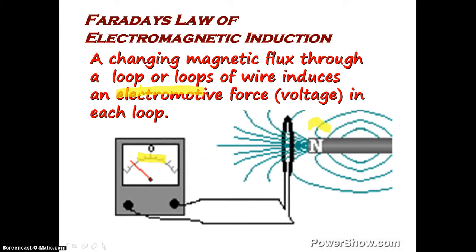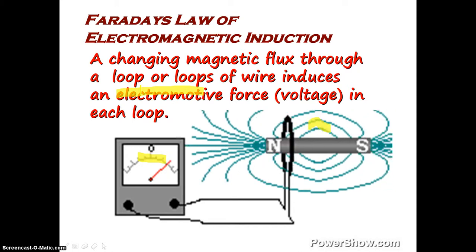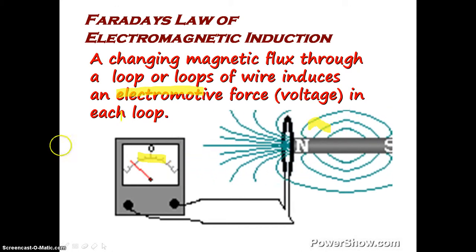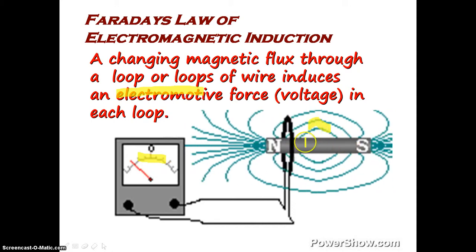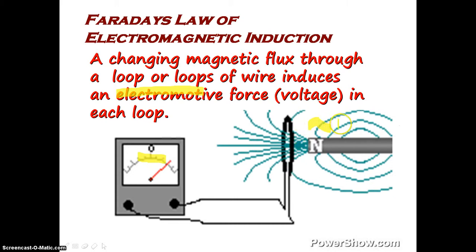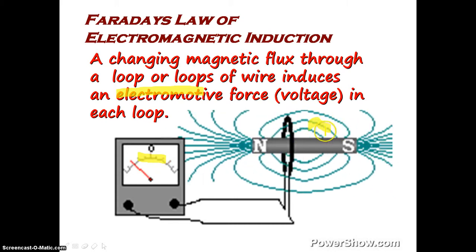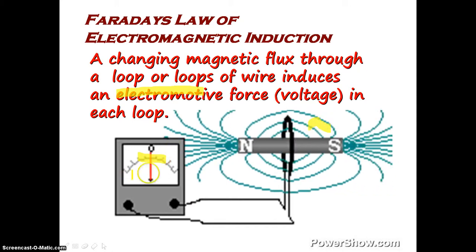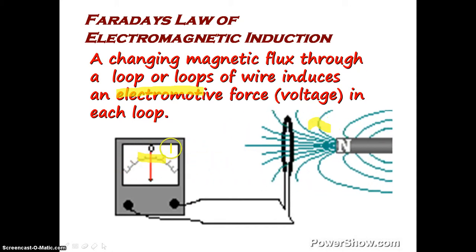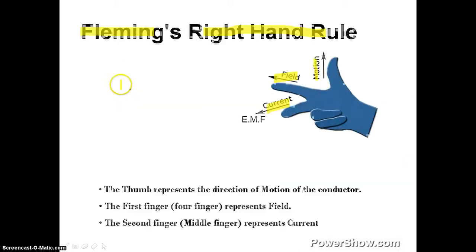So this is an animated video which explains the basic principle of Faraday's law of electromagnetic induction. Whenever a magnet is rotated in a field, magnetic flux is produced and the induced EMF is recorded in the voltmeter. The direction is given by Fleming's right hand rule. The thumb represents the direction of motion of the conductor, the first finger represents the field and the middle finger represents the current.